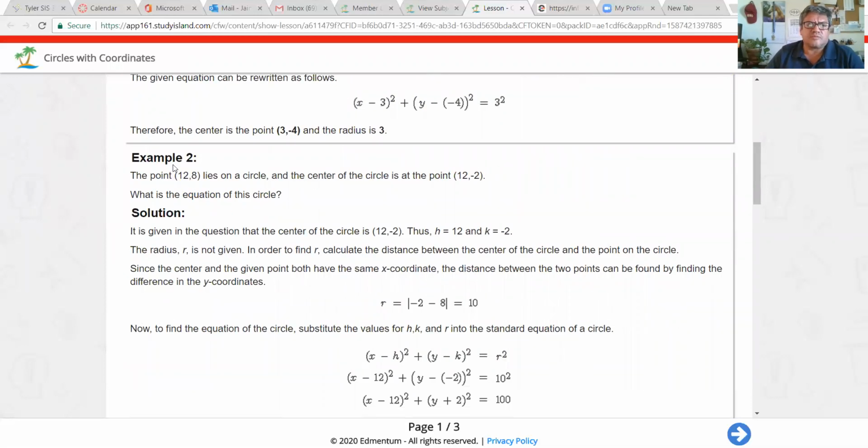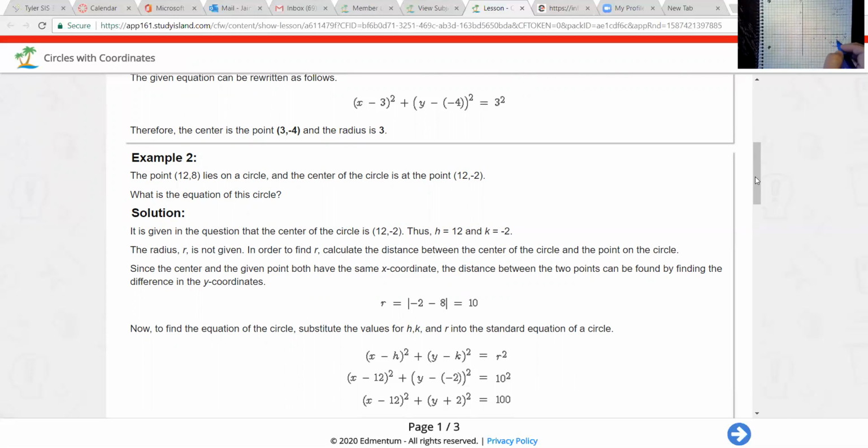It says, example, the point (12, 8) lies on a circle and the center of the circle is at point (12, -2). So what I've done, let's see if I can do this really carefully. I'm going to flip it over to the other camera. So I went ahead and drew the graph out. And so they said one point was at (12, 8), and the other one was (12, -2). This was the center. And this was a point on the circle.